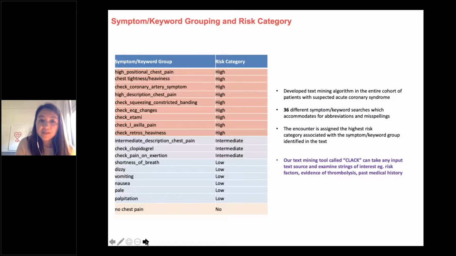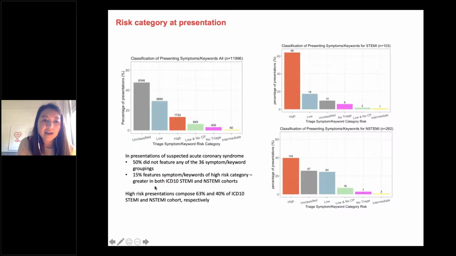From this, we developed 36 different symptom keyword searches, which accommodate the abbreviations and misspellings. And from this, we can identify our cohorts of patients that present with high risk or low risk or not of cardiac-related chest pain.